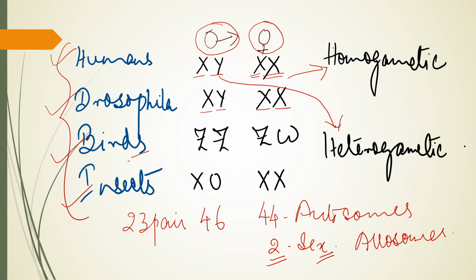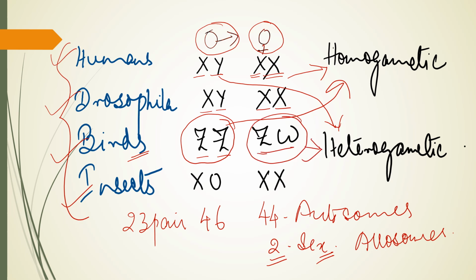In birds, what is happening here? ZZ chromosomes, it is in male. So birds is a quite different thing. In birds, the male is homogametic, whereas females are heterogametic. So female is ZW.